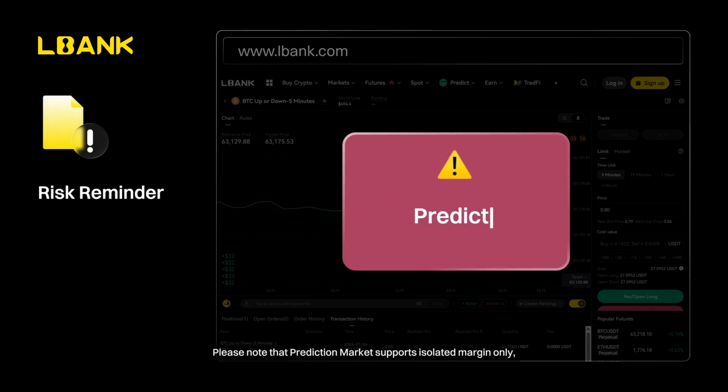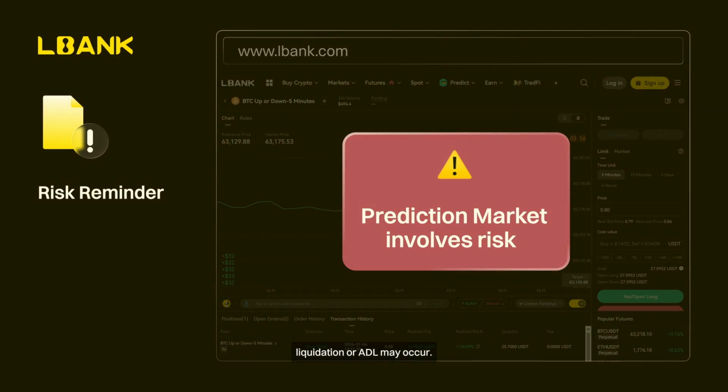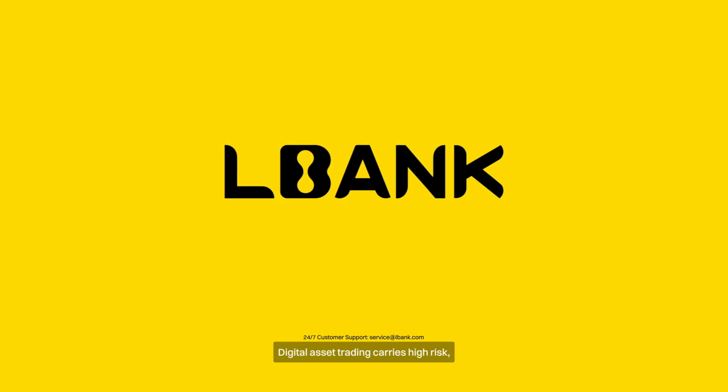Please note that Prediction Market supports isolated margin only, and under certain conditions, liquidation or ADL may occur. Digital asset trading carries high risk, so always review the rules and trade prudently.